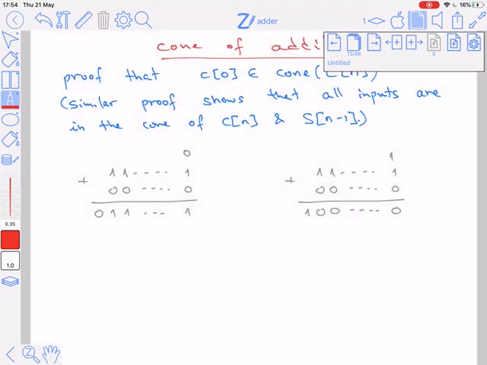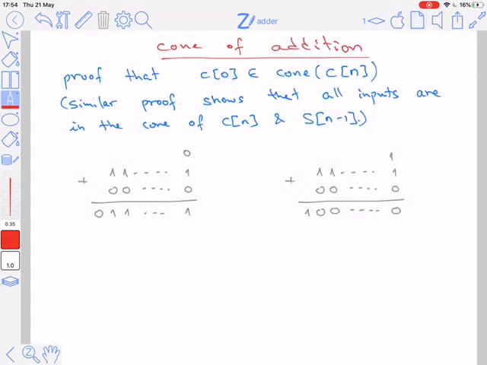Let me show you an example. Let's prove that C0 is in the cone of the Boolean function that corresponds to Cn. And similar proofs would show that all the inputs belong to the cone of the Boolean functions that correspond to Cn, or the Boolean function that corresponds to Sn minus 1. Okay? So indeed, let this denote A and this denote B. So here A is all 1s, B is all 0s, and C0 is 0. The output is written over here.